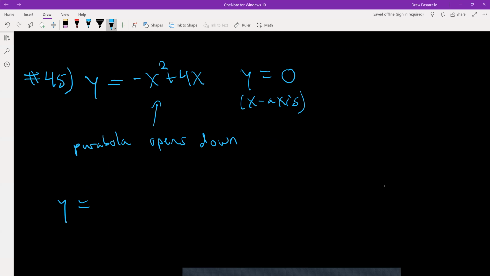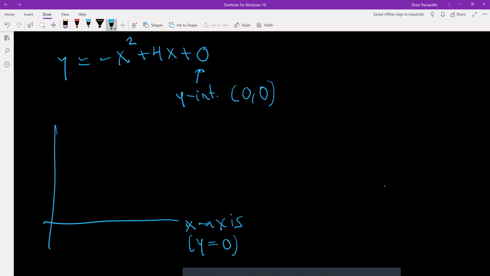And that's going to be 0, 0, right? When you plug 0 in for x, you get y is 0. So let's see. I have the x-axis, which is y equals 0. I know one of my points, the y-intercept, is 0, 0, so that's the origin here.